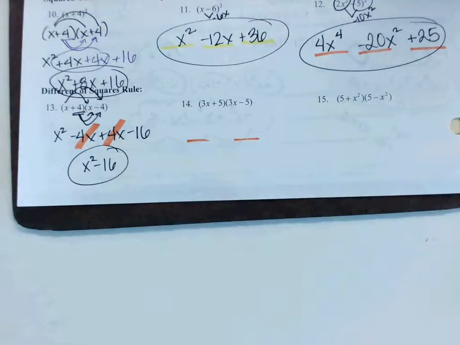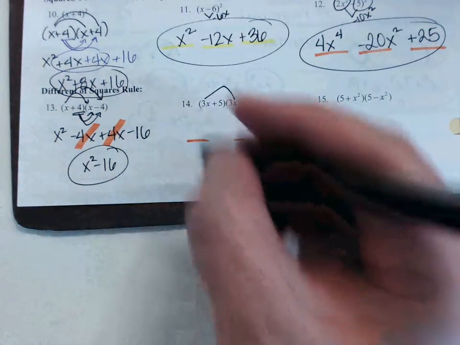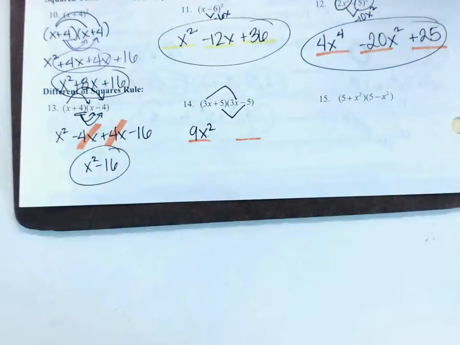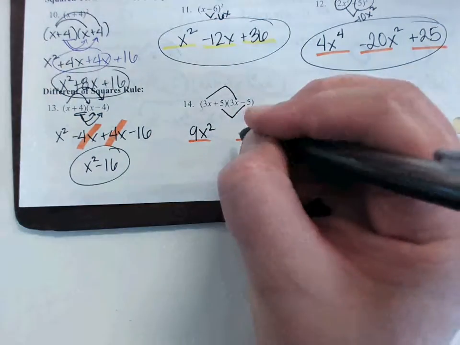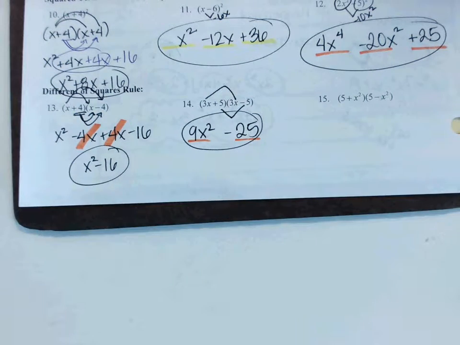Okay, first one, I'm going to times these guys together. What's 3x times 3x? 9x squared. Okay, then I'm going to times these two together. What's 5 times negative 5? Negative 25. Now, where did the other terms go? Well, one's a plus 15x. One's a minus 15x. Those would have canceled out anyway, so you can just skip them.